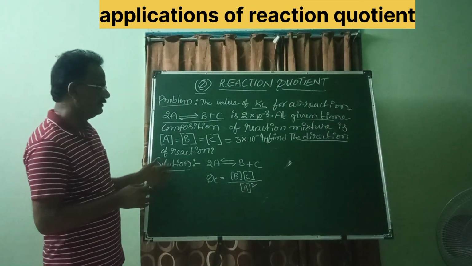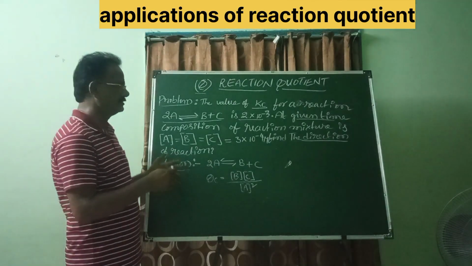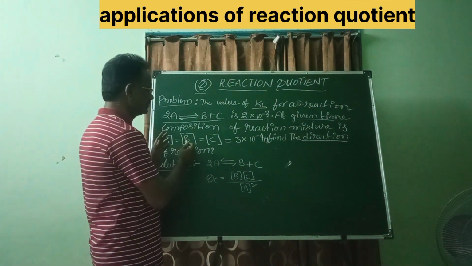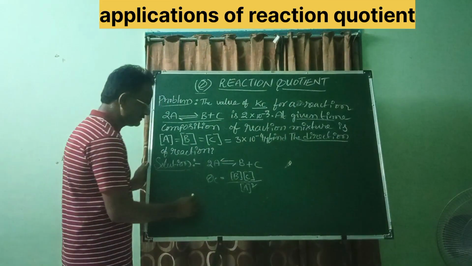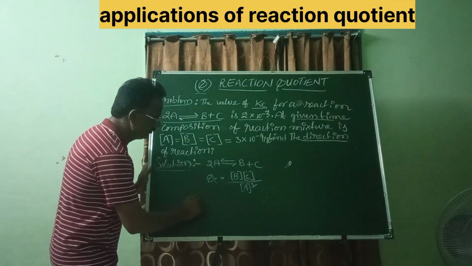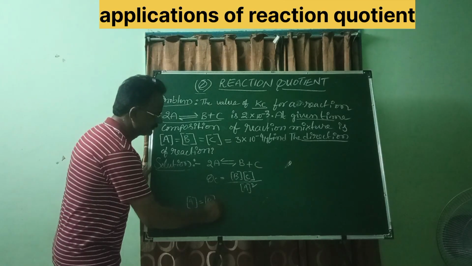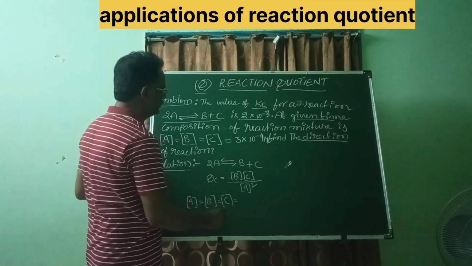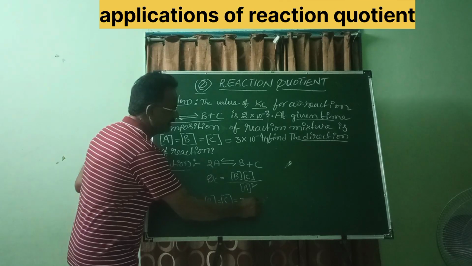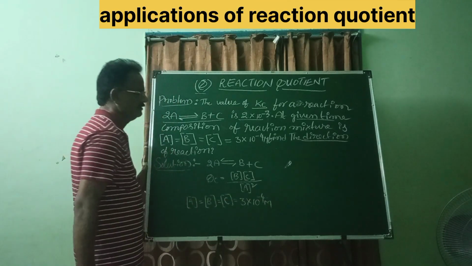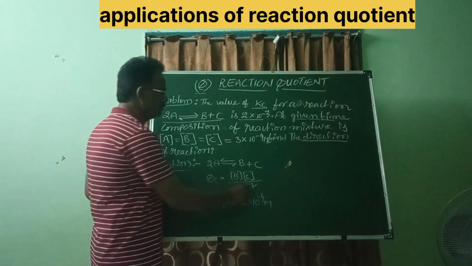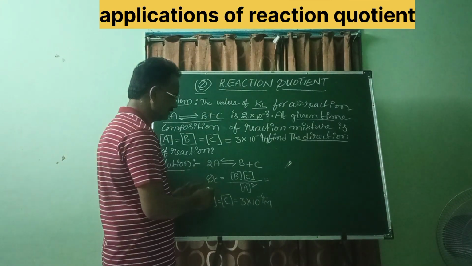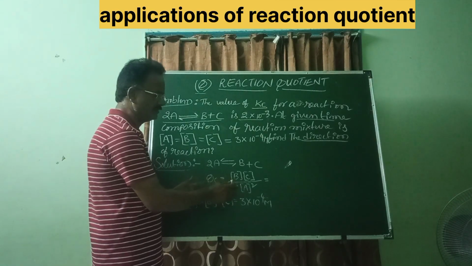Since the concentrations at the given time are given in the problem, let us see what the concentrations of A, B, C are. As per the problem, concentration of A is equal to concentration of B is equal to concentration of C, which is 3 into 10 power minus 4 M. Now let us substitute the concentrations of the species. Let us see the concentration of B and C first. Both are 3 into 10 power minus 4 M.